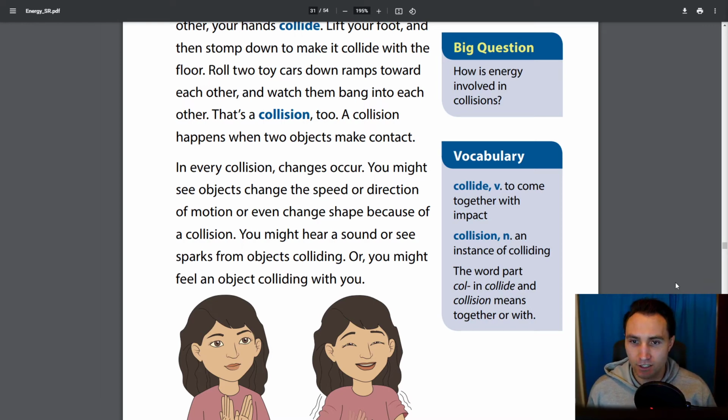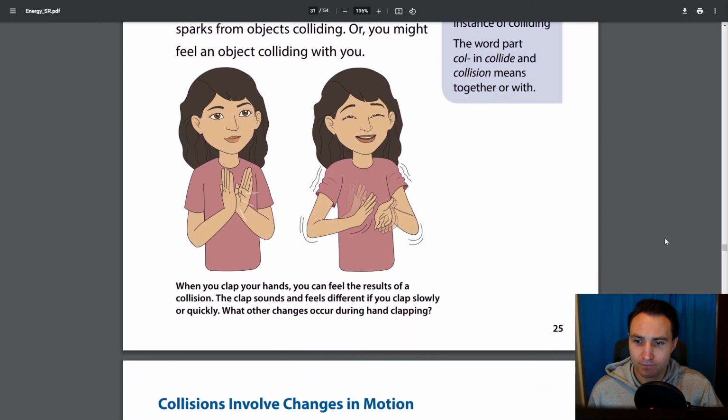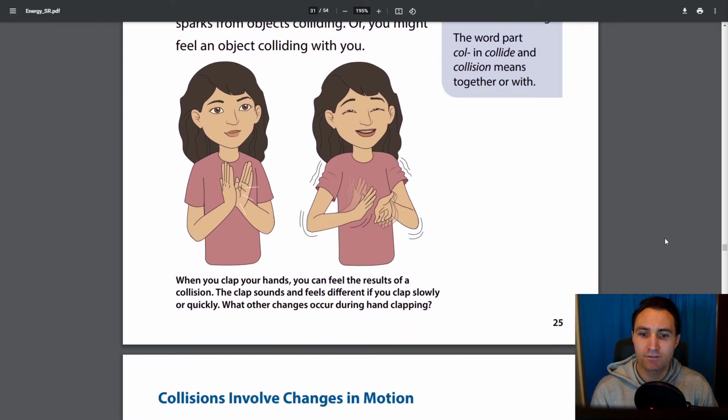And every collision changes occur. You might see objects change speed, direction of motion, or even change shape because of a collision. You might hear a sound or see sparks from objects colliding. You might feel an object colliding with you. Okay, so when we clap our hands, you can feel the results of collision, right? We hear the sound, we can feel our hands hitting together. Sometimes if we clap too hard, it kind of stings. Those are results or changes from two objects colliding and creating a collision.